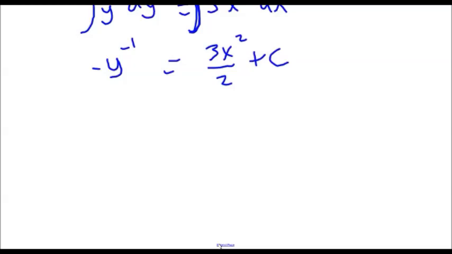Okay, we've got to keep going with our algebra, but this is the basic gist of how they go. So let me extend my screen just a touch here. I'm going to rewrite this as negative 1 over y, and I'm going to say that equals 3x squared over 2 plus c.